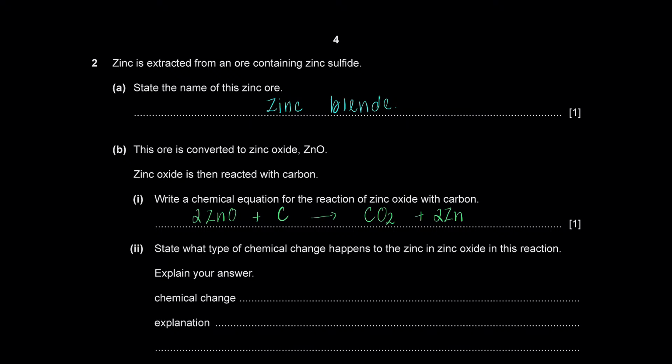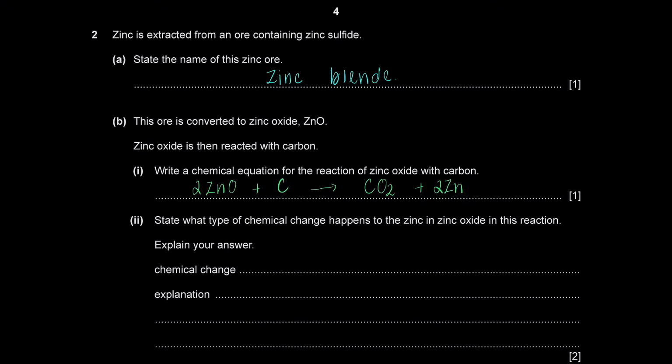State what type of chemical change happens to zinc in zinc oxide in this reaction. What's happening to zinc? Someone tell me this. I won't answer this until someone gives me a reasonable answer. What is the best word to describe what's happening to zinc? Reduction. Absolutely.